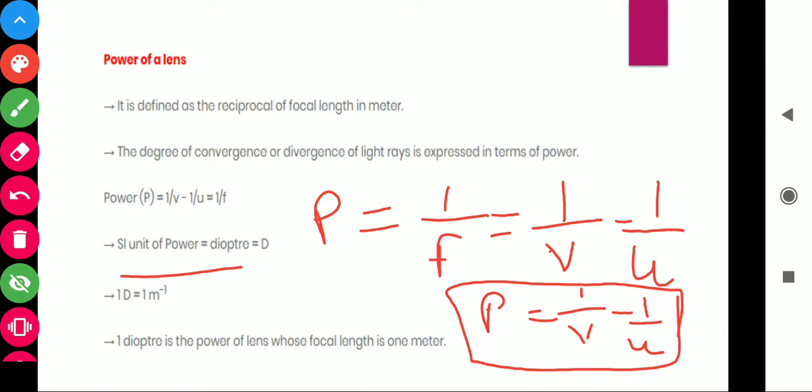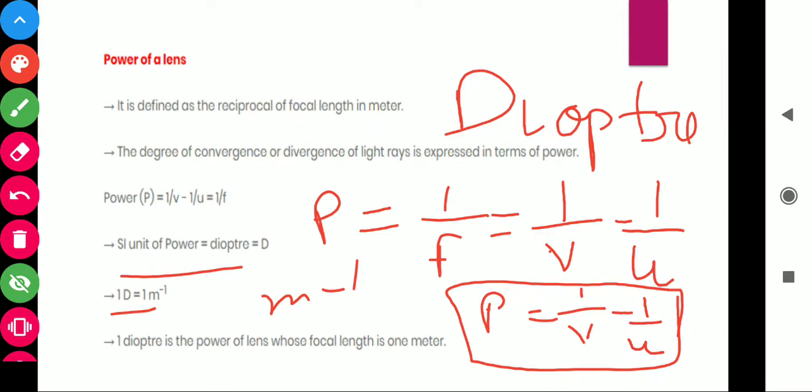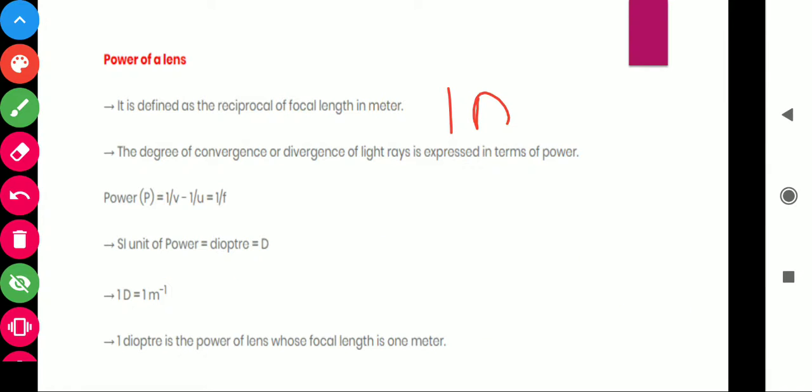SI unit is meter inverse or diopter. Here this is capital D, this is diopter. And what is 1 diopter? If we want to define 1 diopter, then 1 D is equal to 1 meter inverse. It means 1 diopter is the power of a lens whose focal length is 1 meter. In this way we have completed our chapter Light. Okay, thank you students.